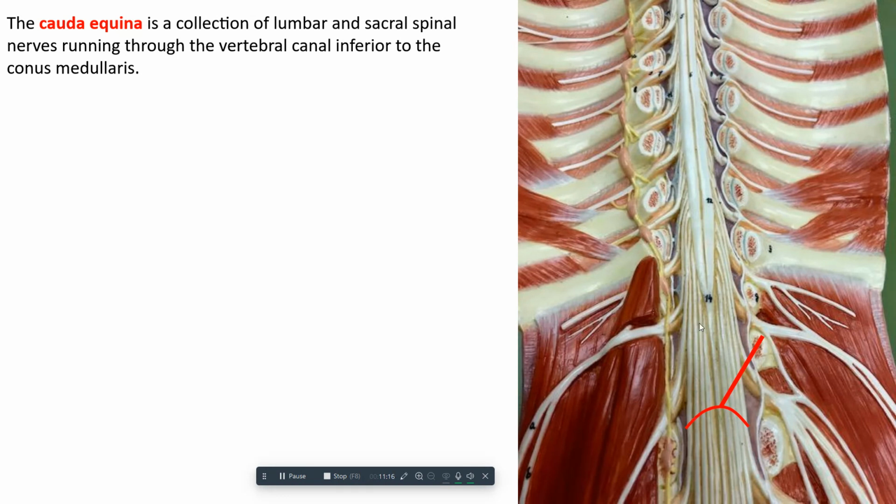Because the spinal cord ends at L1, a lot of nerves have to go down before they go out, and so we get a vertical collection of spinal nerves, and that vertical collection of spinal nerves is called the cauda equina. Somebody thought it resembled the tail of a horse, so that's what cauda equina is going to mean.